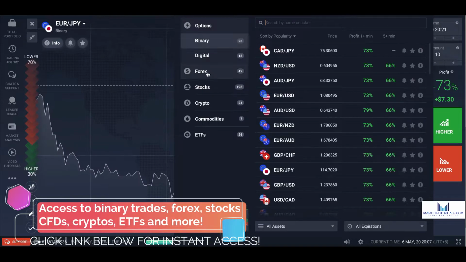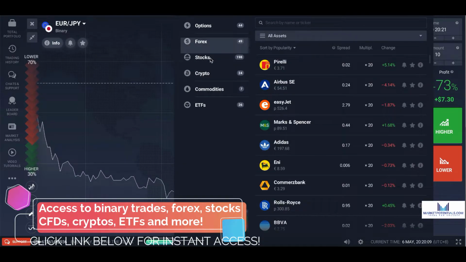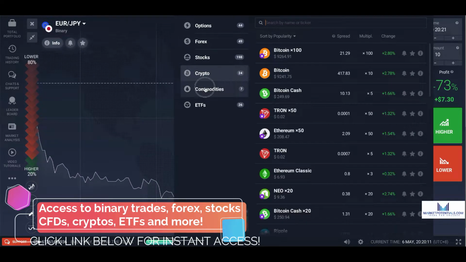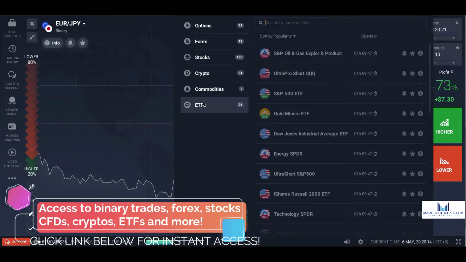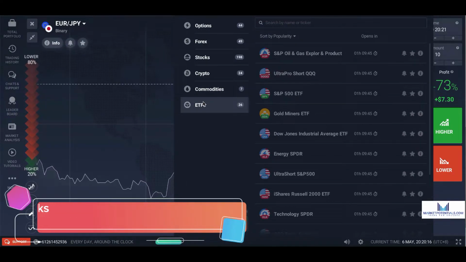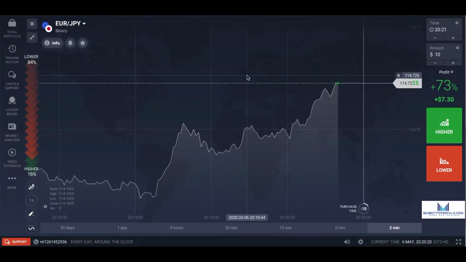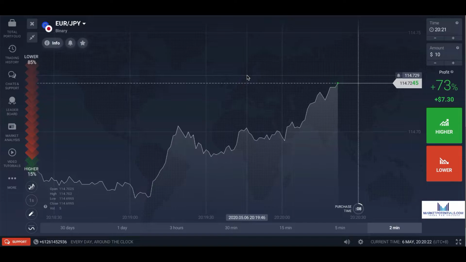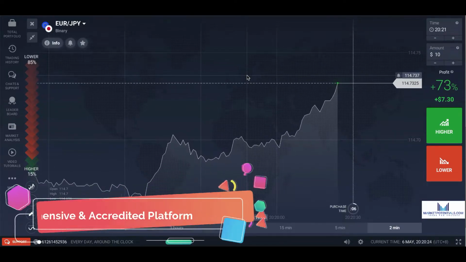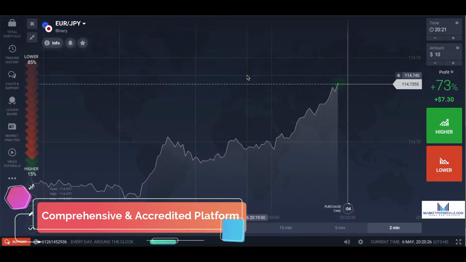So options, binary, digital, Forex, countless currencies, stocks, cryptos, even commodities and ETFs. All of this is accessible on the same IQ Option platform, guys, which is one of the main reasons why I use them, because they are pretty comprehensive and they have been around for quite a while, and more importantly, they're also accredited.